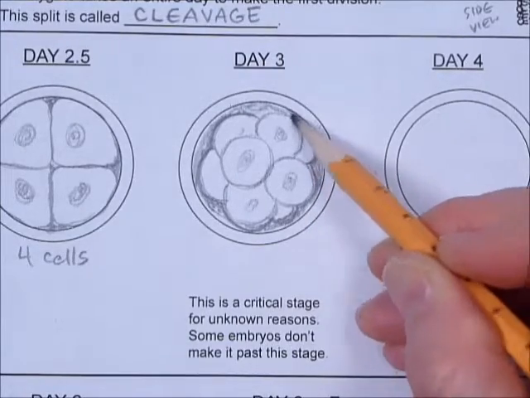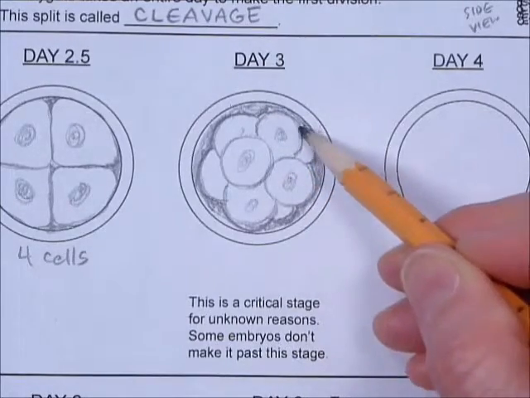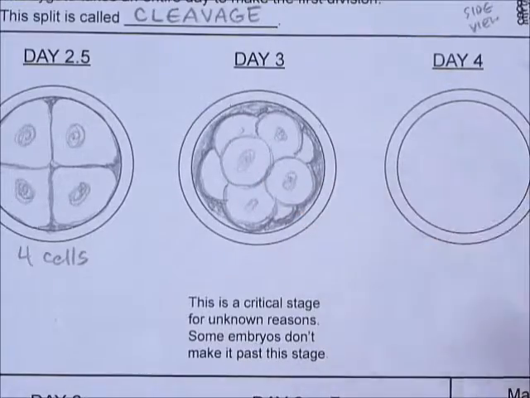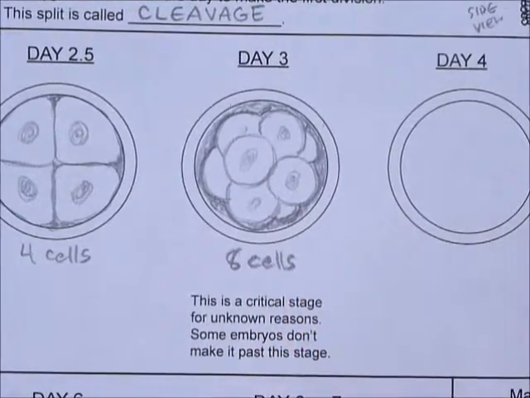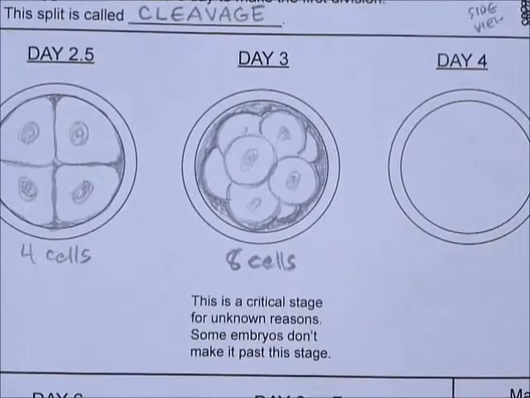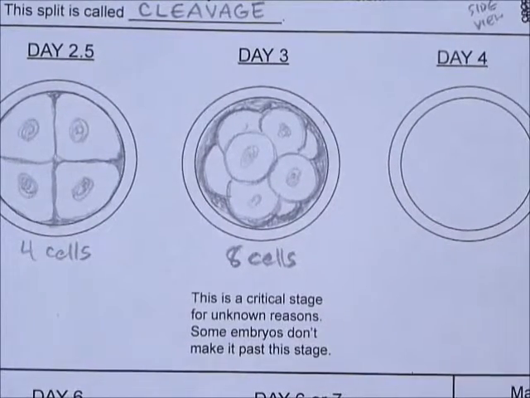There we go. Now we'll write 8 cells. And the note here, this is a critical stage for unknown reasons. Some embryos don't make it past this stage. And the reason that we know this is because of in vitro fertilization.